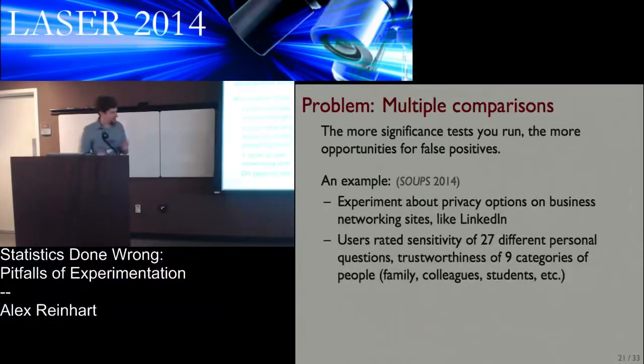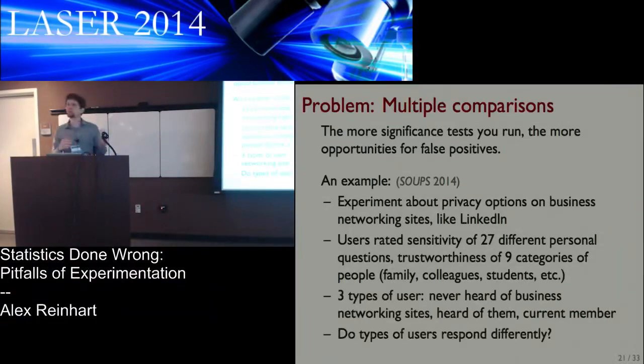And then they were interested in finding out, we have 3 types of people filling out this survey. We have people who've never even heard of LinkedIn or anything like it, people who've heard of them but aren't members, and people who are currently members of a business networking website. Maybe their answers differ between those 3 groups. Maybe the current members of networking websites think these questions are less sensitive and that's why they're willing to be a member. Maybe there's some effect like that.